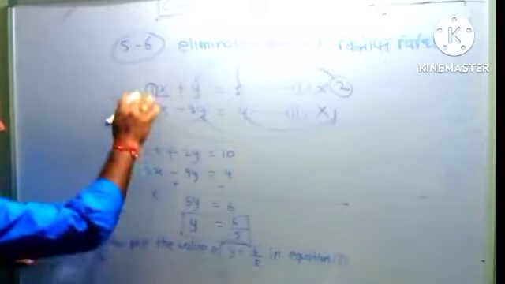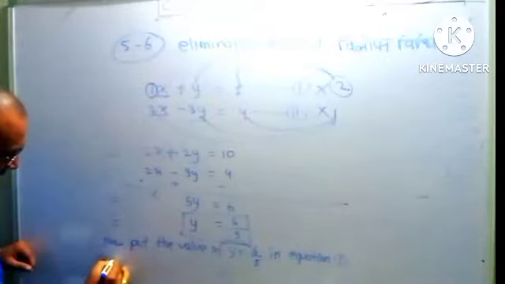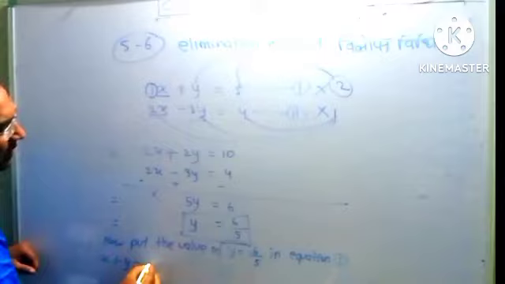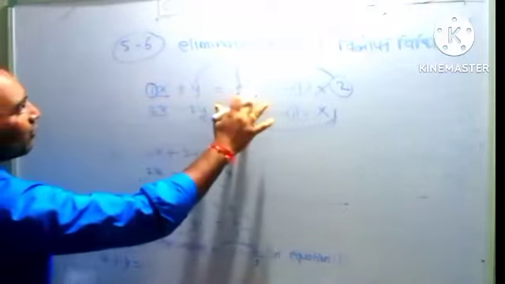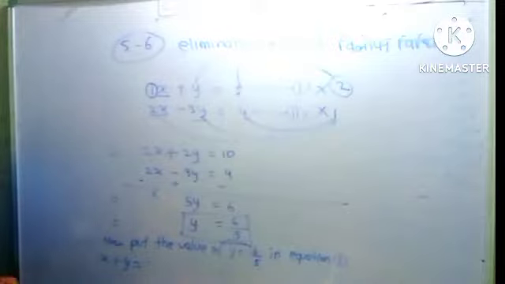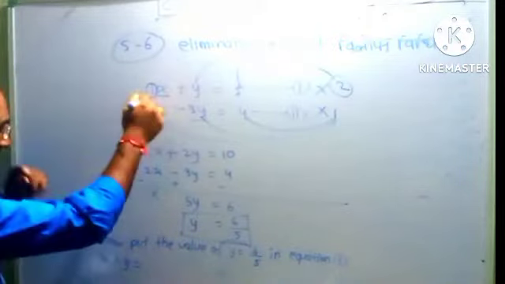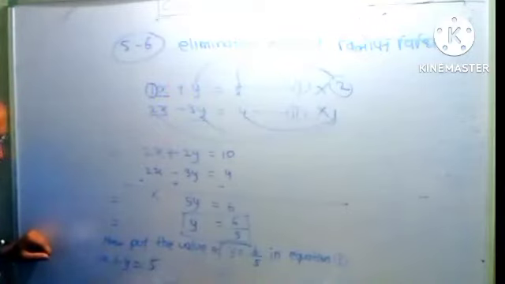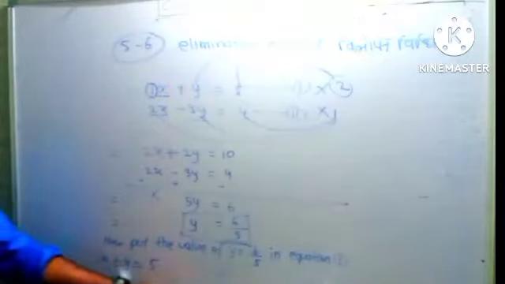So what is equation 1 here? 1x plus y is equals to 5. Just write down equation 1. We are writing equation 1 same to same. For the first time, write down same to same: 1x plus y is equals to 5.